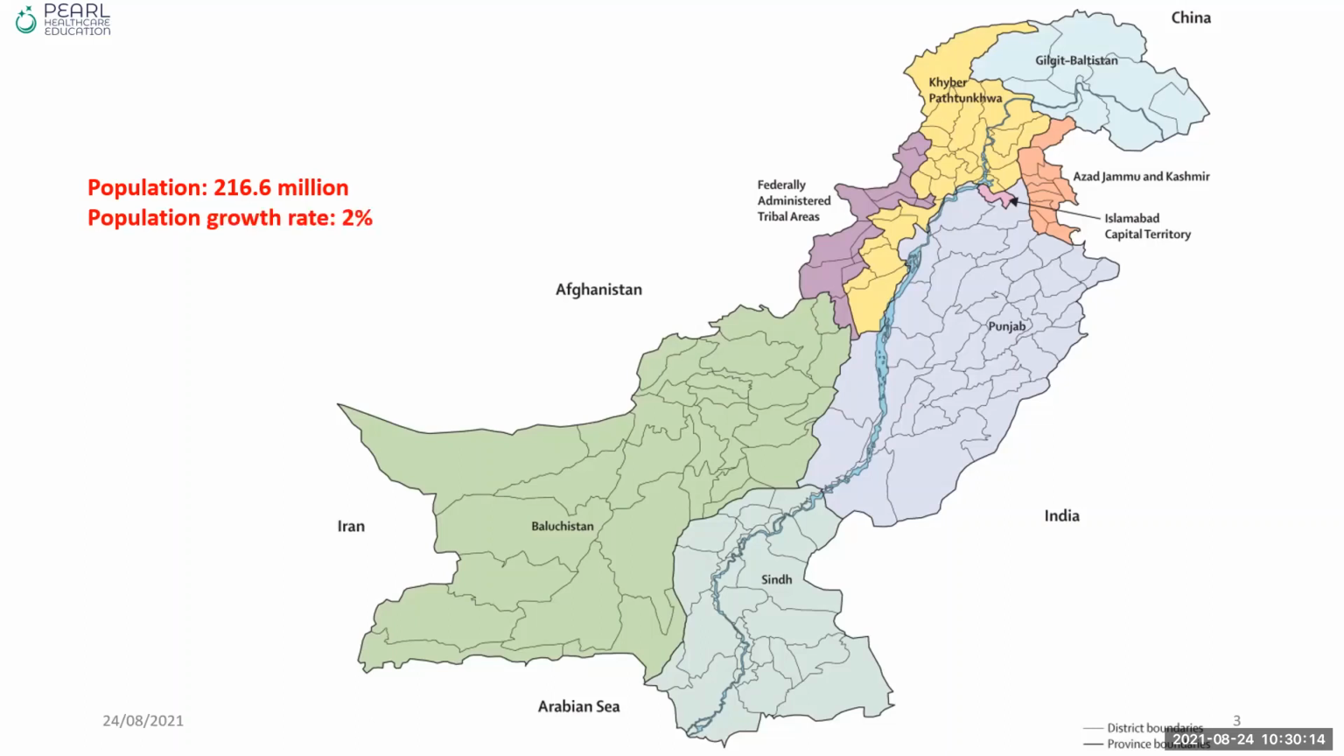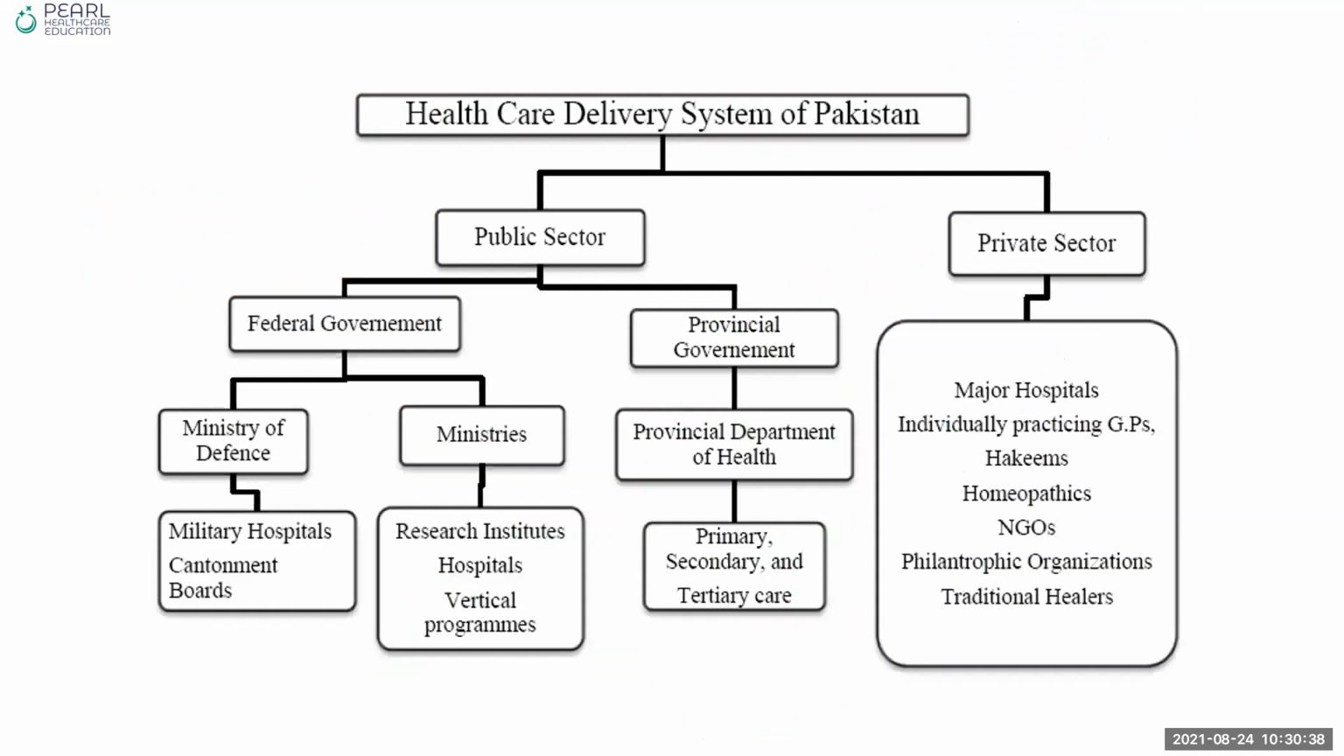The population growth rate is 2%. I would want you to have a look at what GDP is. GDP is gross domestic product, and the growth rate is nearly 1%. It was about 5% in 2018-19, but since COVID and for various other reasons, it has dropped quite low. But there are hopes that it's going to grow going forward.